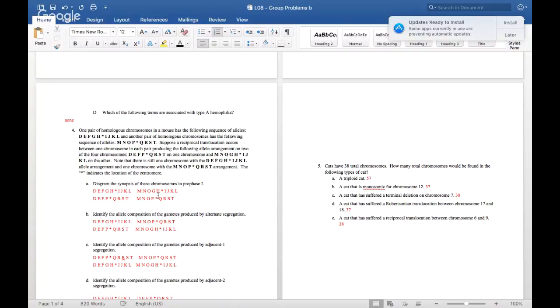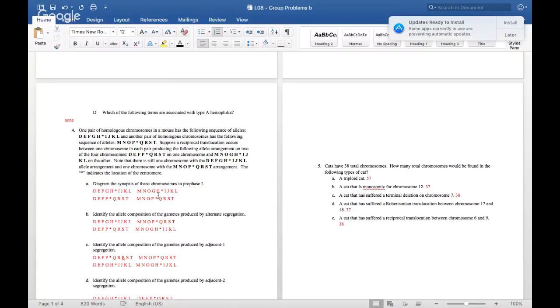B, a cat that is monosomic for chromosome 12. So monosomic is minus 1, so you'll have both sets. So you'll have 19 times 2. The equation's 2N minus 1. So you'll go 2 times 19 minus 1, which gives you 37. C is a cat that has suffered a terminal deletion on chromosome 7. Pretty much the deletion does nothing, so you're still going to have 38 total chromosomes, 2 sets of 19.